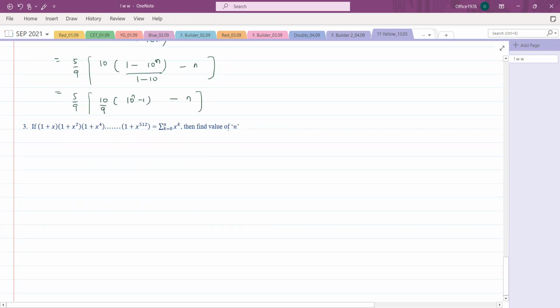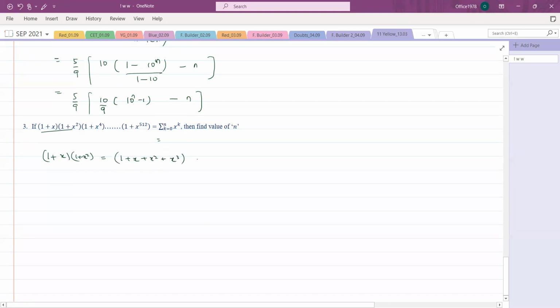So if you expand, actually, what is your question asking? k is equal to 0 to n x to the power k. Then every term will come, right? If you multiply these two, then what will you get? 1 plus x into 1 plus x square. You will get 1 plus x square plus x cube. Am I correct?